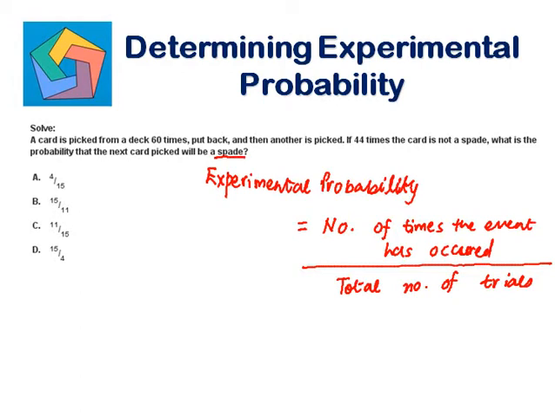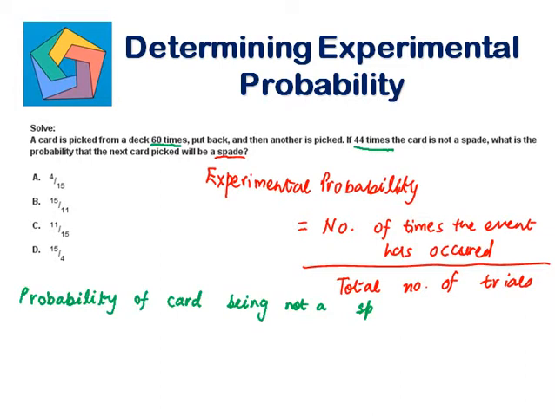So how many times is the spade not appearing? 44 times the card is not a spade. And what is the total number of trials? 60. So the probability of the card being not a spade will be given by the probability of the card being not a spade equals 44 by 60. Number of times the event has occurred divided by the total number of trials.